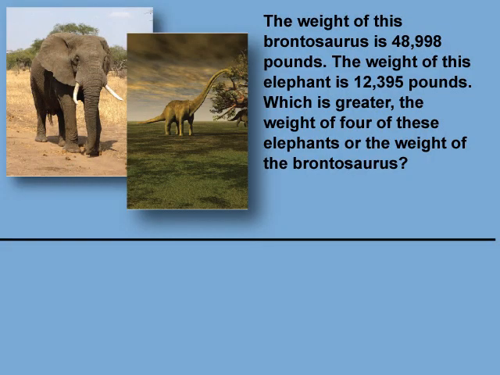Let's look at a final example. The weight of this brontosaurus is 48,998 pounds. The weight of this elephant is 12,395 pounds. Which is greater, the weight of 4 of these elephants or the weight of the brontosaurus? Let's start by first calculating the weight of the 4 elephants.